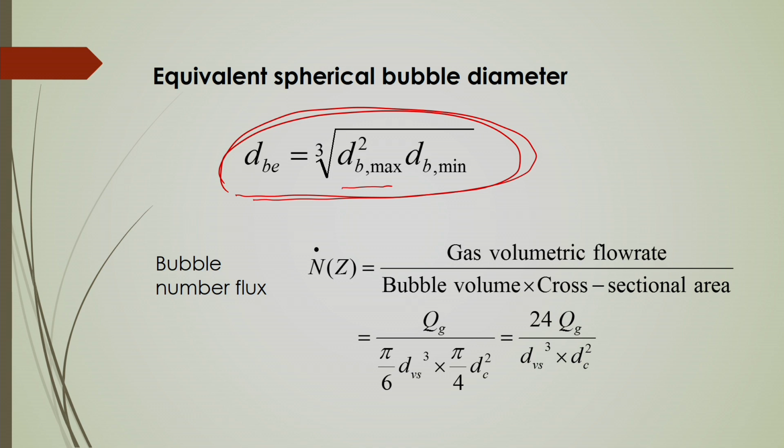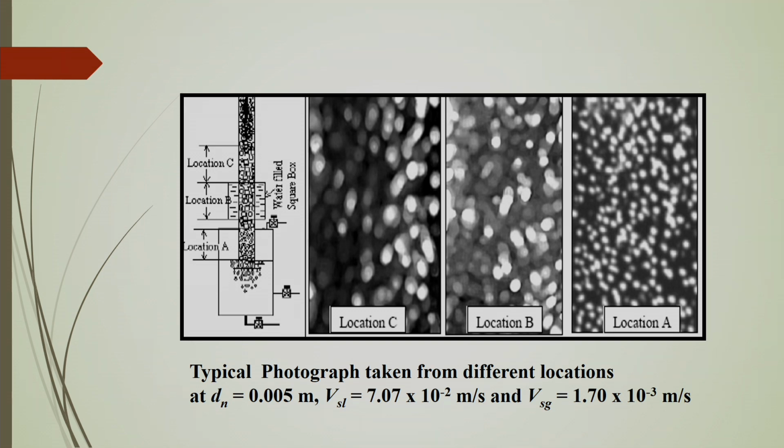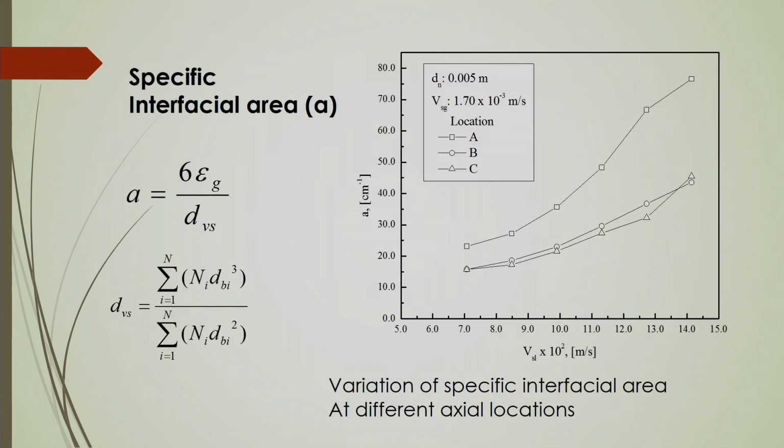In this regard, you have to remember the most acceptable or suitable mean bubble diameter, called the Sauter mean bubble diameter. It is defined like this here. This is called the Sauter mean bubble diameter. Here, Ni is the number of bubbles and dBi is the individual bubble diameter. If you consider 500 bubbles, accordingly you can get dBs, the volume to surface mean diameter, called the Sauter mean bubble diameter.